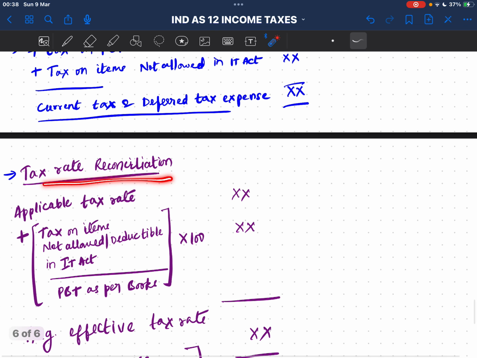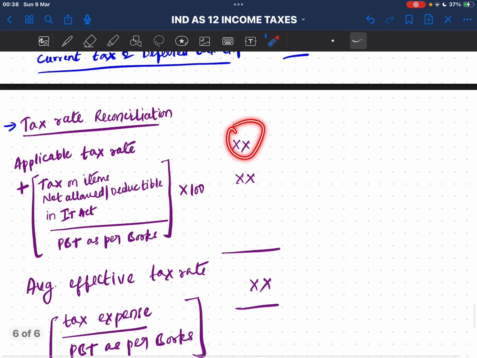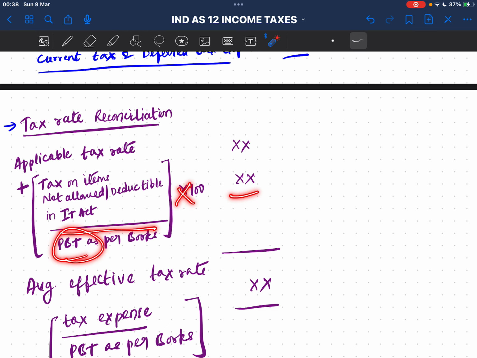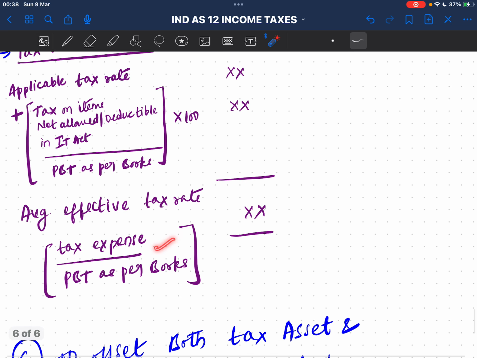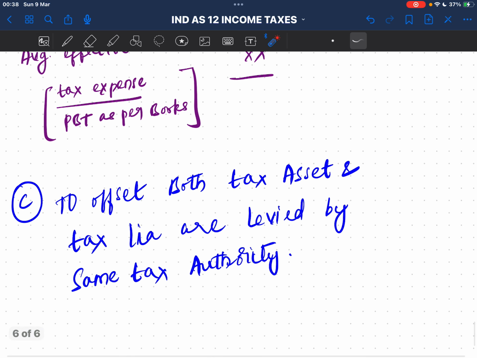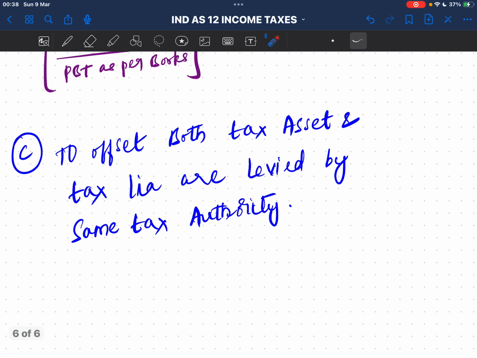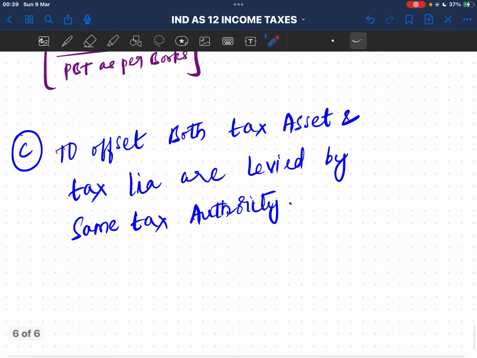Next, tax rate reconciliation. Applicable tax rate plus tax on items not allowed or deductible in Income Tax Act divided by PBT as per books into 100 gives average effective tax rate, which is tax expense divided by PBT as per books. Next, to offset, both tax asset and tax liability are to be levied by same tax authority. This is end of income tax Ind AS 12.